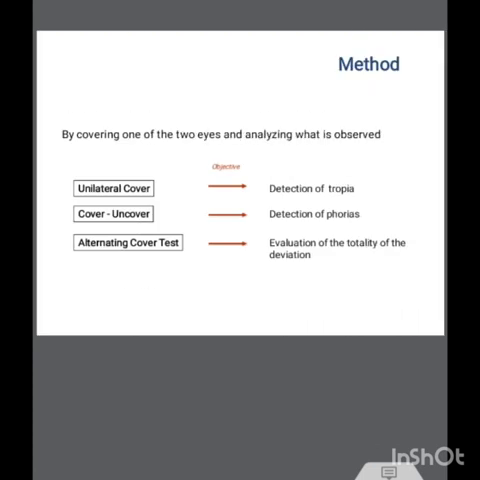Cover test is done by occluding one of the eyes and analyzing the movement of the eyes. According to the method, it is divided into unilateral cover test, cover-uncover test, and alternating cover test. Unilateral cover test is used to detect tropia. Cover-uncover test is used to detect phoria. Alternating cover test is used to detect the totality of the deviation in the two eyes.